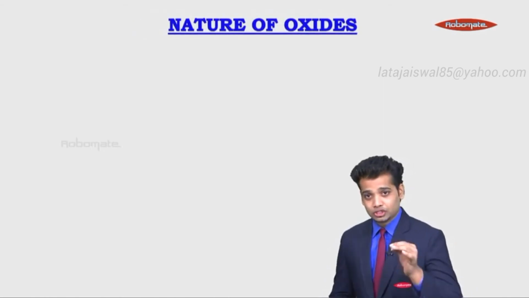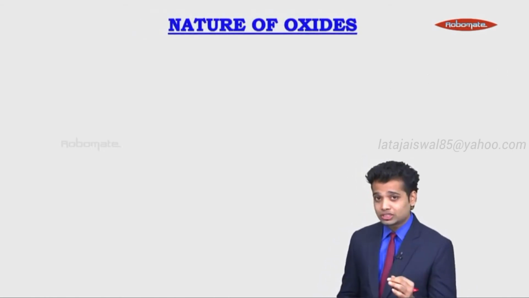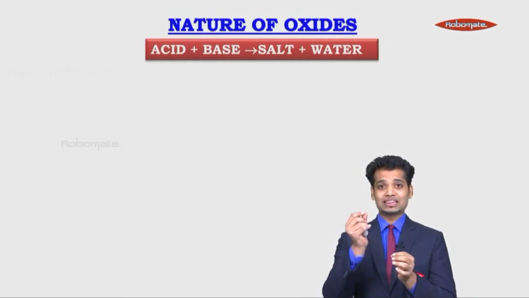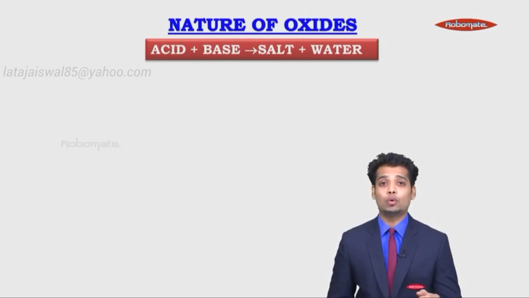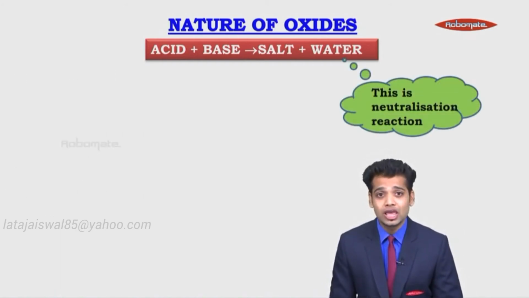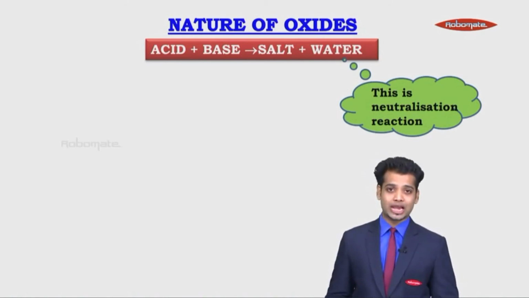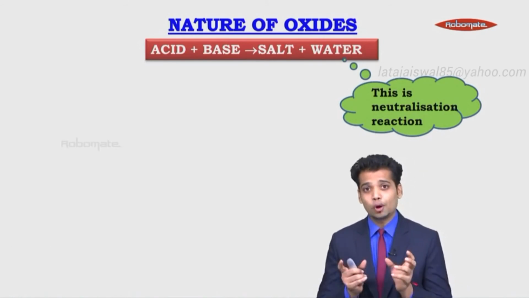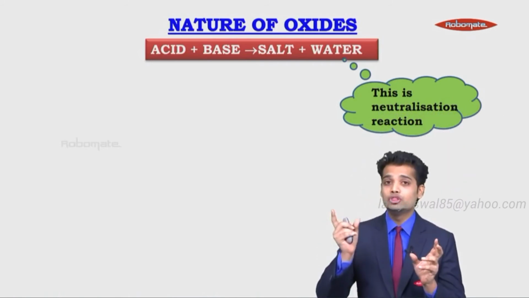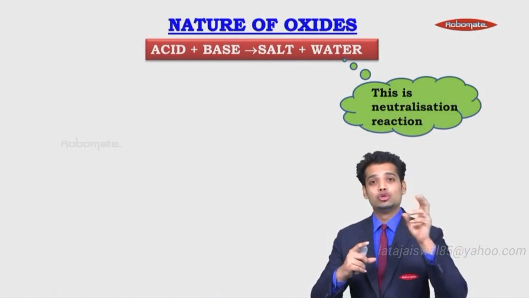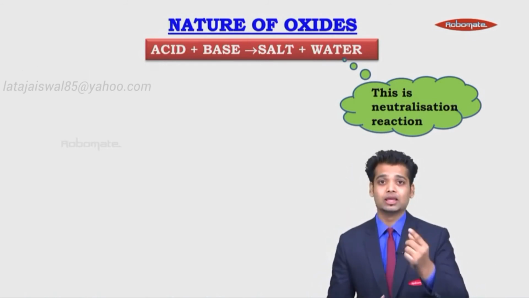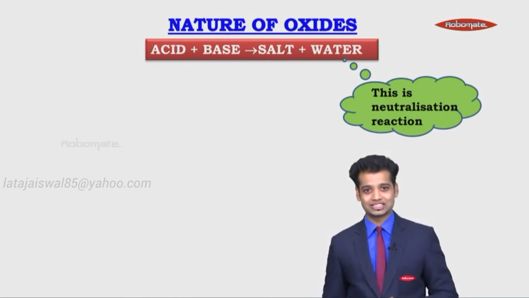Now moving on to the nature of these oxides. How will these oxides react with acid and base? Well, you know for a fact that acid plus base gives you salt and water. Acid plus base will give you salt and water, and this reaction is called the neutralization reaction. Basically, there are two properties, acidic properties and basic properties. Acids neutralize bases, bases neutralize acids. Hence, there is a lot of neutralization happening, hence the name neutralization reaction.